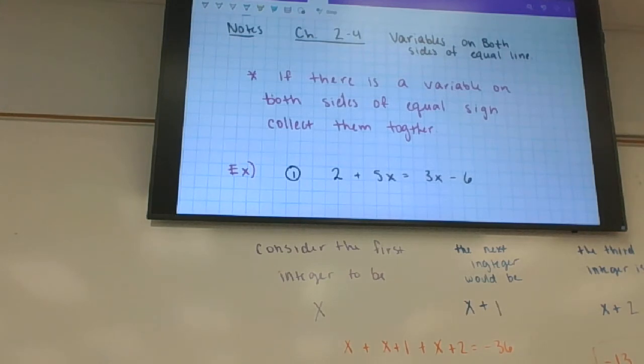I'd like to advance our equations. So every day our equations are getting just a little bit more complex.